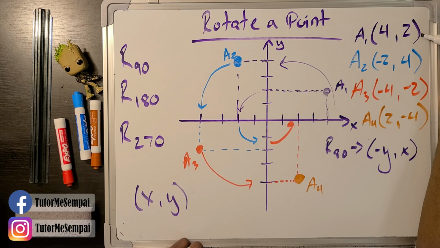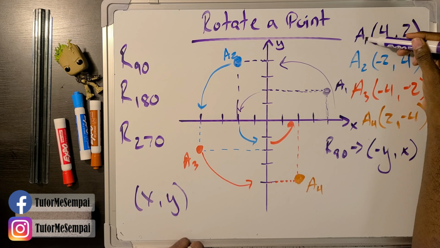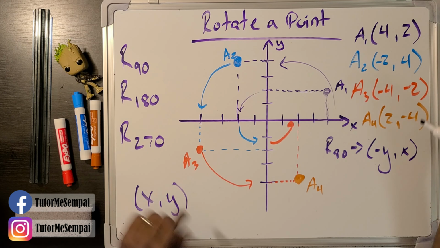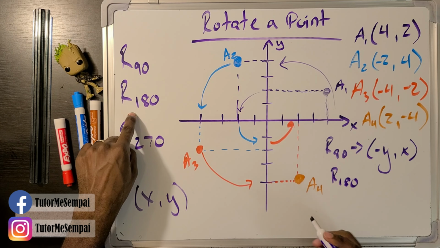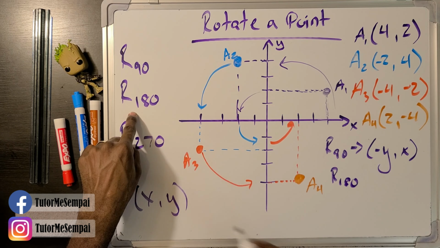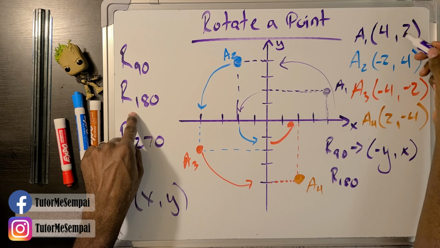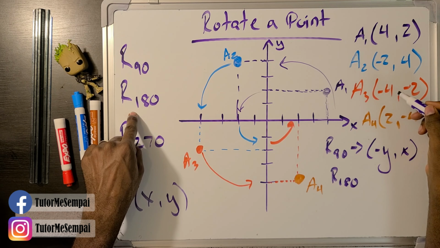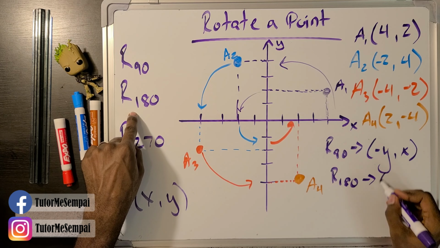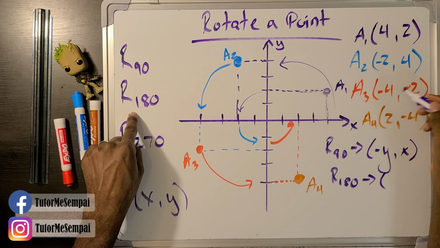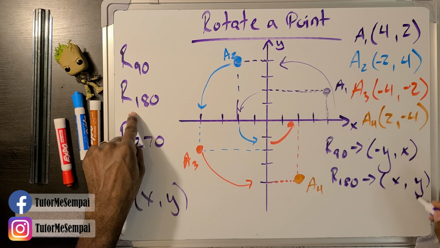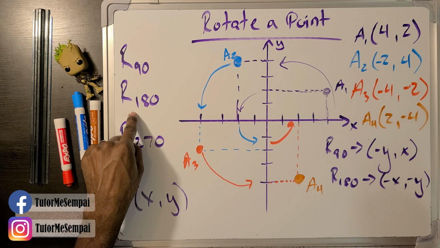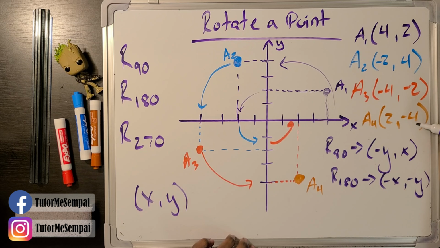How about going from A1 to A3? What do you have here? Well, if we start at A1 and we go to A3, we're doing a 180, right? We're going to do a counterclockwise 180 degree rotation. From point A1 to point A3, what are we getting? Well, it seems like 4, 2 is staying the same. So we have the same x, y. However, they're both negative.